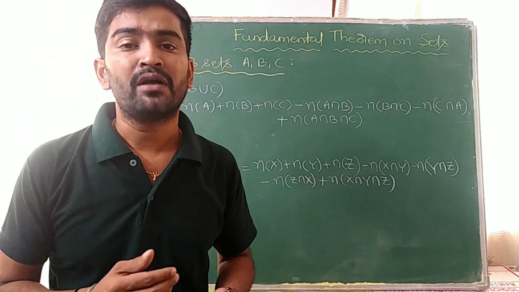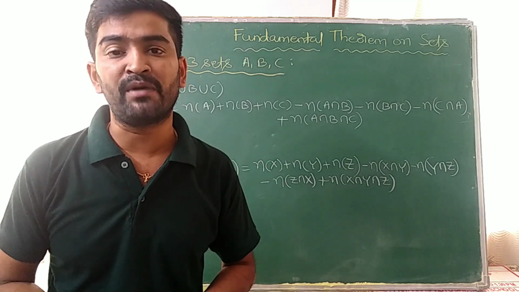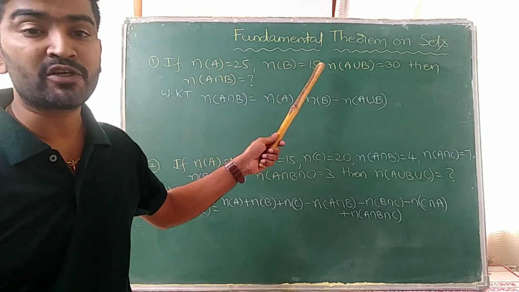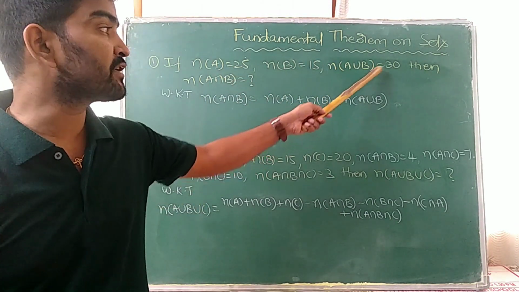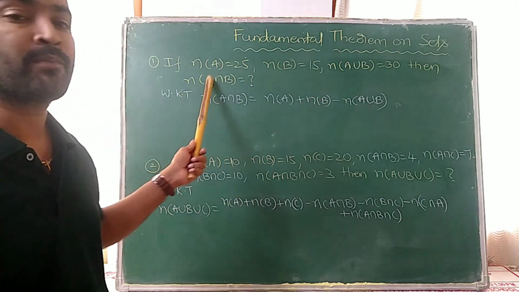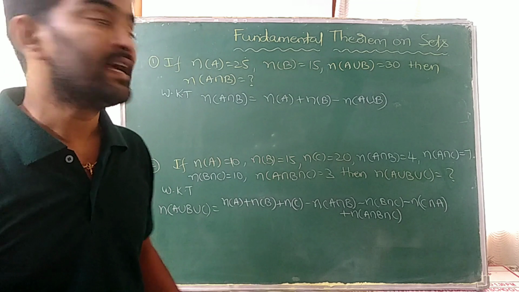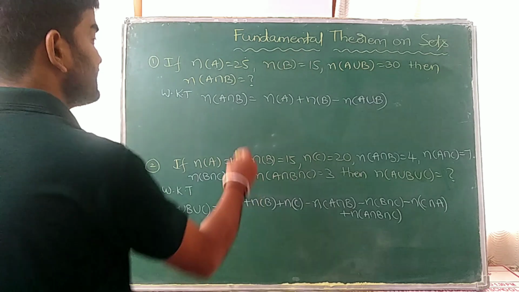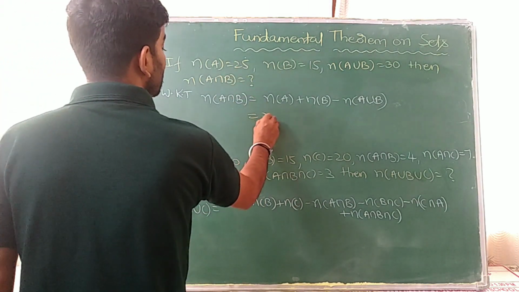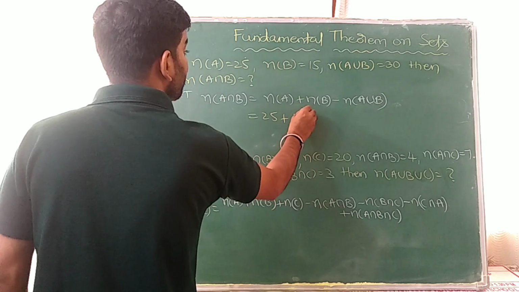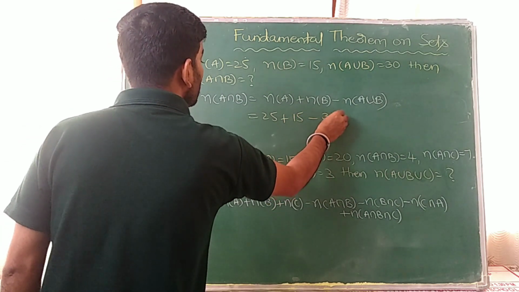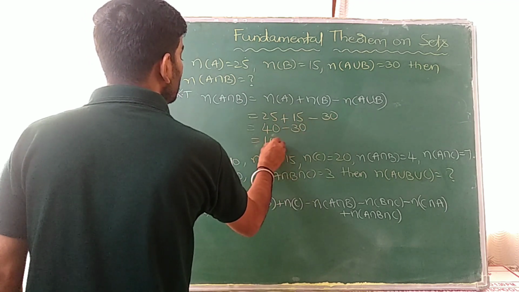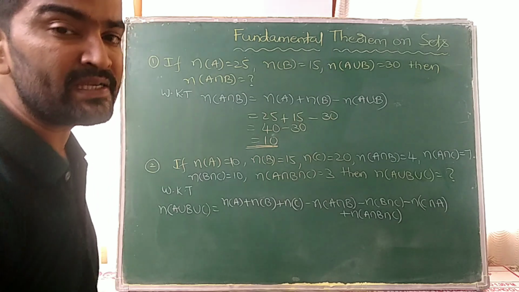Now we will discuss one or two examples on the fundamental theorem of sets. Example 1. If n(A) is equal to 25, n(B) is equal to 15, n(A union B) is equal to 30, then we are asked to find n(A intersection B). We know that n(A intersection B) is equal to n(A) plus n(B) minus n(A union B). We just have to write the given values here. n(A) is 25, n(B) is 15, minus n(A union B) which is 30. That is equal to 40 minus 30, which is equal to 10. That means n(A intersection B) is 10.